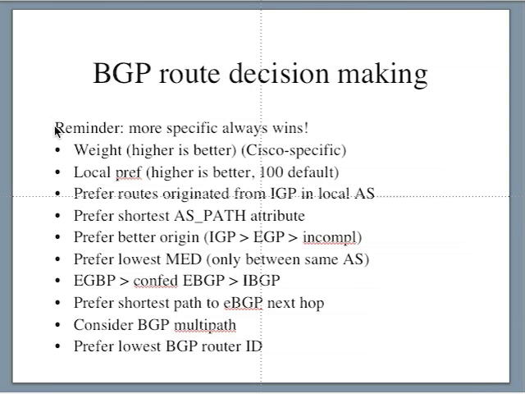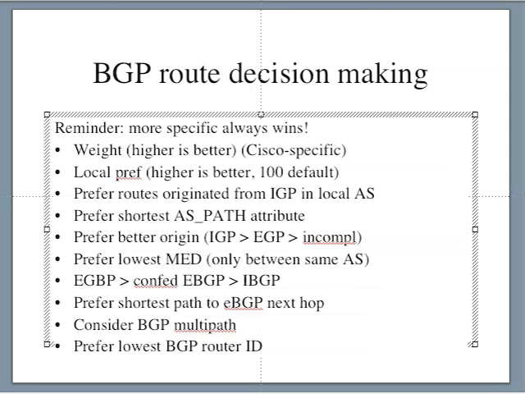Well, the first thing I always want to remind you, more specific always wins. A /30 is always more specific than a /20. So it doesn't matter what the metrics are, what the AS path is, what the weight is, what the local preference is. A /30 will always be preferred over a /20 if your IP address matches both prefixes.